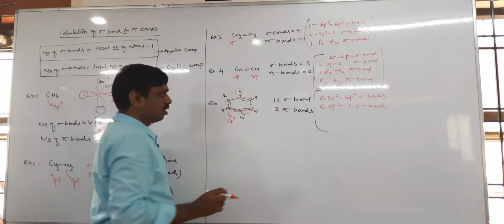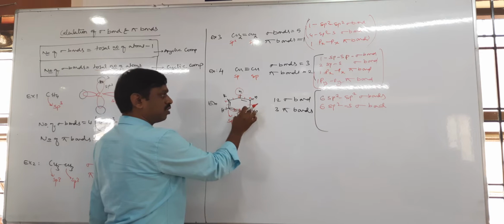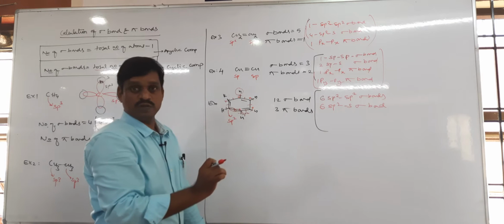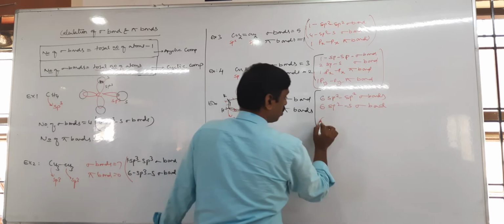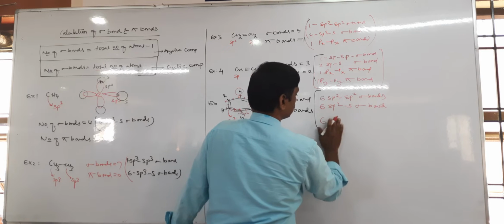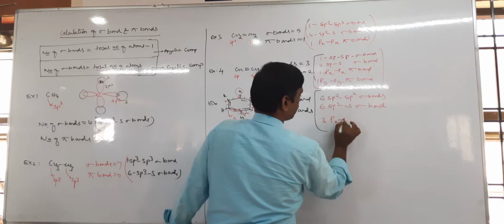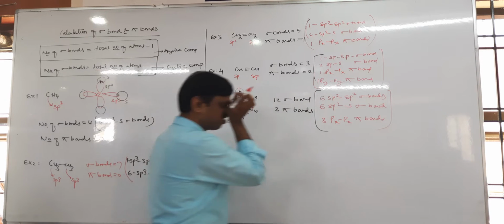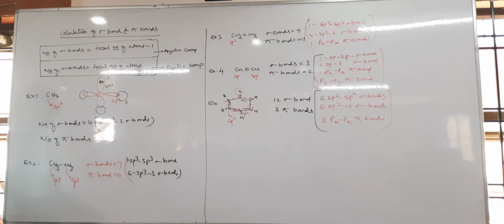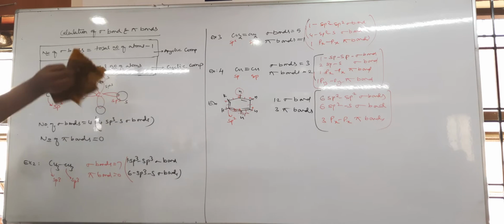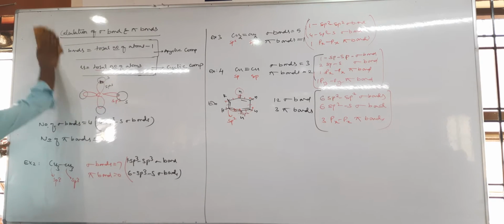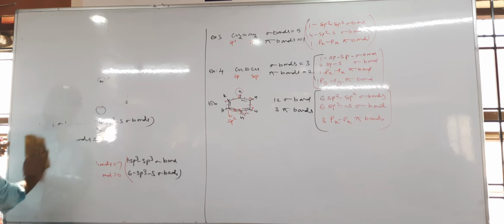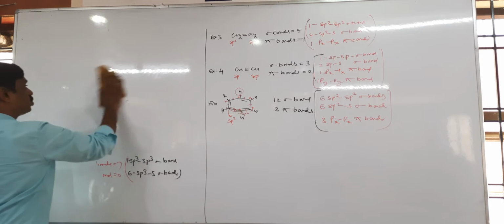Which pi bonds? So here px px px px px, all are px. Either you can take py py, like one px and the other py is not possible, you can take any one. So therefore I will take 3 px-px pi bonds. Okay, so in this we can calculate the number of sigma bonds, pi bonds, which type of sigma bonds, and which type of pi bonds.